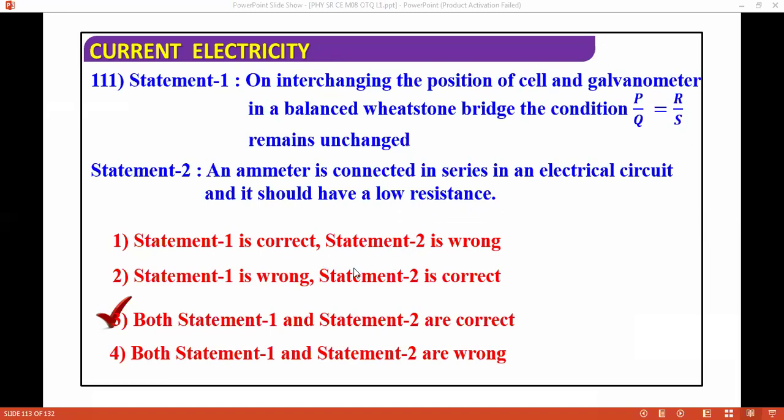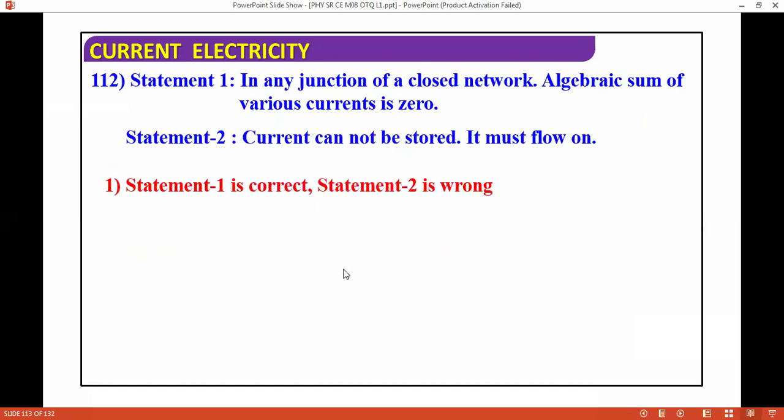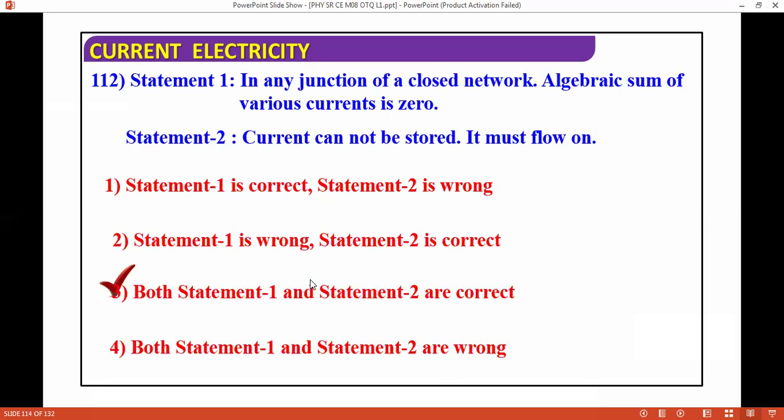Next question: at any junction of a closed network, the algebraic sum of various currents is zero. I'm talking about a junction. Current cannot be stored; it must flow. So both are correct. At a junction, you can play with current. In the loop, you can play with voltage and energy, and the current cannot be stored.